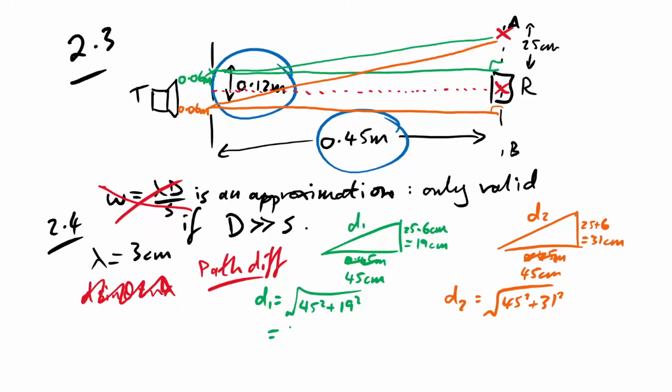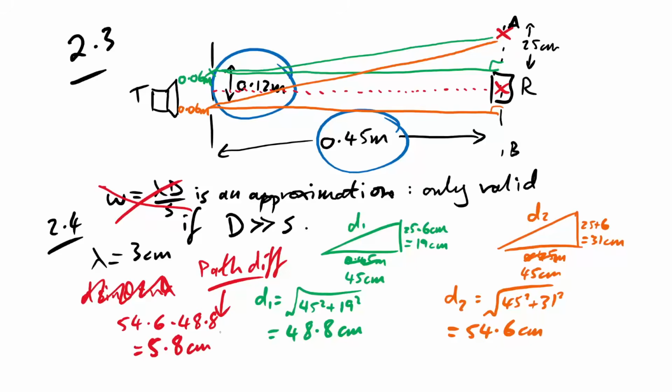So this gives us 48.8 centimeters, and this gives us 54.6 centimeters. So the path difference is therefore going to be 54.6 take away 48.8, and it gives us 5.8 centimeters. So that's roughly 2 lots of the wavelength if we know that it's about that. But we're not going to get the second maximum there at the top here is where it's going to be the second order, as it were.